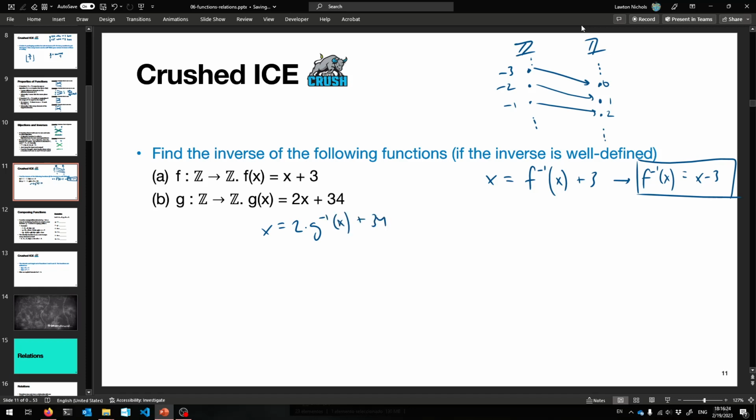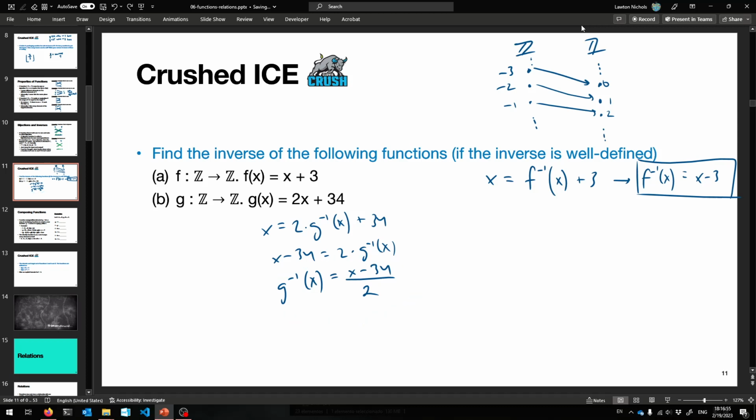And assuming this all works out, what is the inverse? This is x minus 34 is equal to 2 times g inverse of x. Solving for g inverse of x, g inverse of x is equal to x minus 34 over 2. Okay, interesting. And remember, the inverse must take the target to the domain. It must go backwards. So Z to Z again, just in the opposite direction. So this would be the inverse, but does it exist?